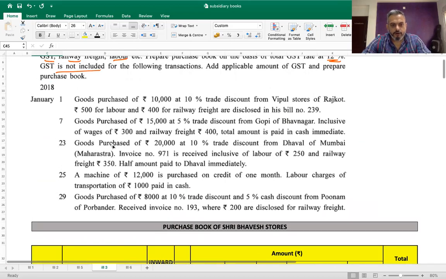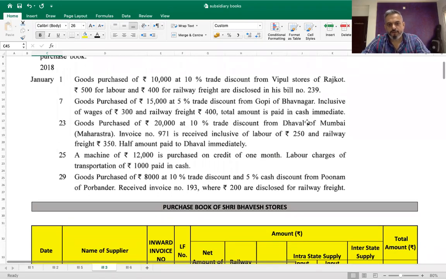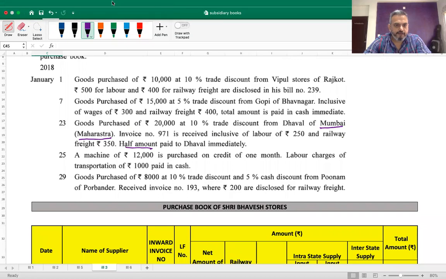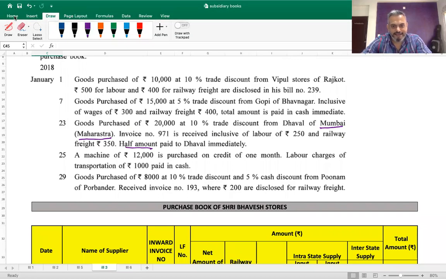Next, goods purchased of 20,000 at 10% trade discount from Dhawal of Mumbai. Now we are buying from Mumbai, so underline Mumbai. Mumbai is in Maharashtra. Invoice number 971 is received inclusive of labor 250 and railway freight 350. Half amount paid. So we ignore half amount paid. We treat this as a full credit transaction.